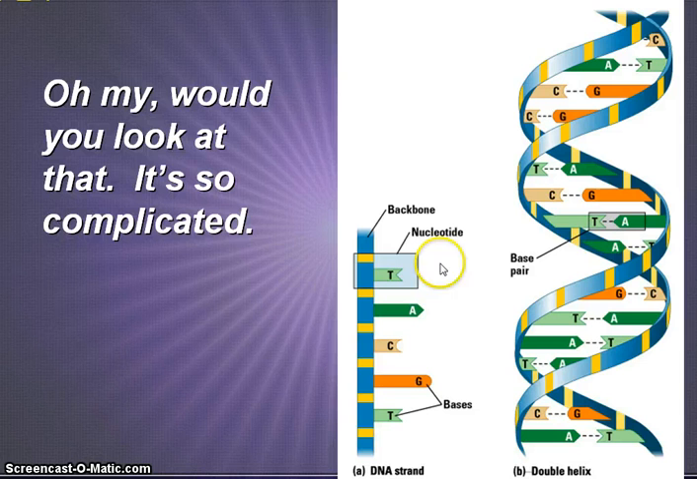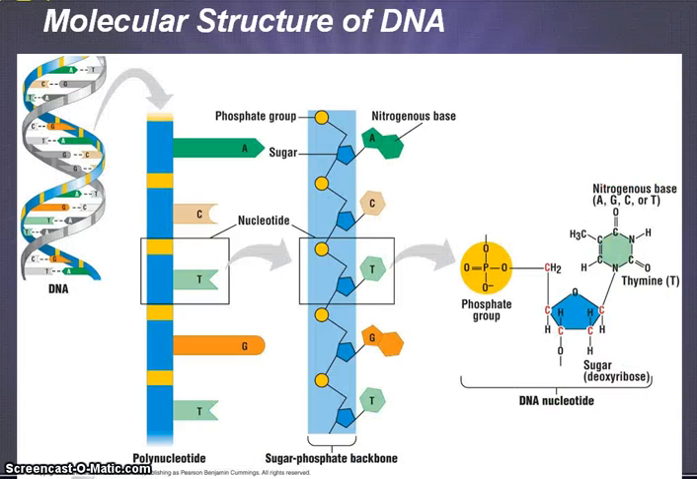Here's a T nucleotide zoomed in, there's a T nucleotide right there. There's its sugar, there's its phosphate group, there's its base. Pretty complicated, but I think you can do it. So here's what it looks like.